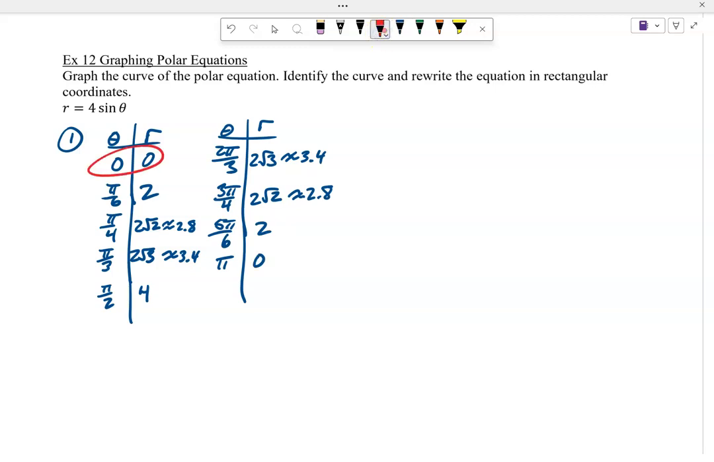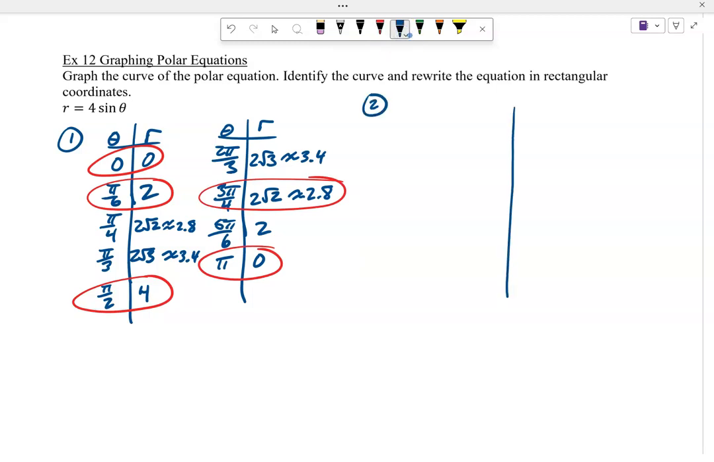So these are some real nice points: (0, 2), (π/6, 2), and (π/4, ...). Maybe I'll do that one. I got (0, 0) right there. (π/6, 2) right there.